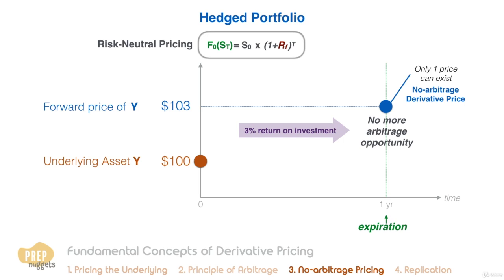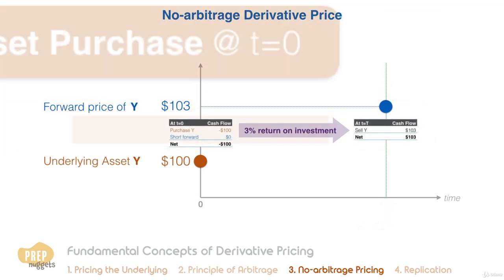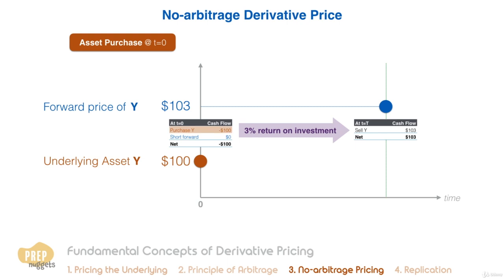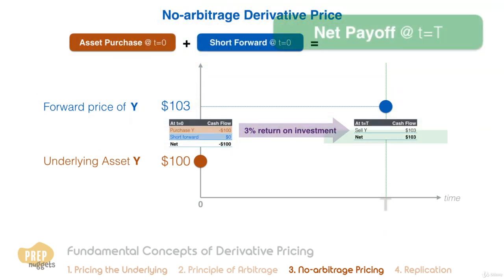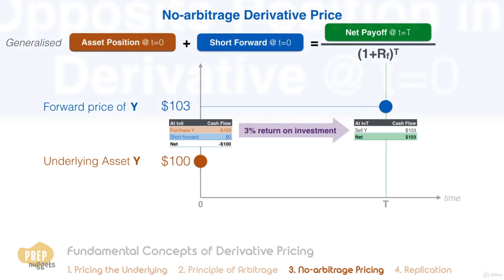The no-arbitrage derivative price has to satisfy this equation: the purchase of the underlying asset at time zero plus the short position in the forward at time zero equals the present value of the net payoff at time t, discounted by the risk-free rate. This equation can be generalized to a position in the underlying asset plus the opposite position in the derivative is equal to the present value of the net payoff at time t, discounted by the risk-free rate.